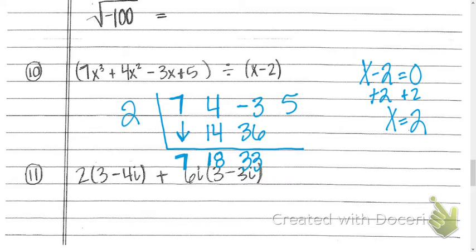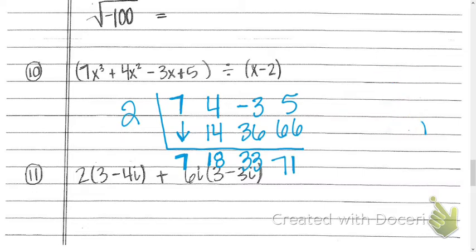33 times 2, 66. Oh, we can't do that. 5 plus 66 is 71. Okay. Now, we have not done a problem with a remainder. What was the highest power we started with? X cubed. So our answer has to be 1 less.